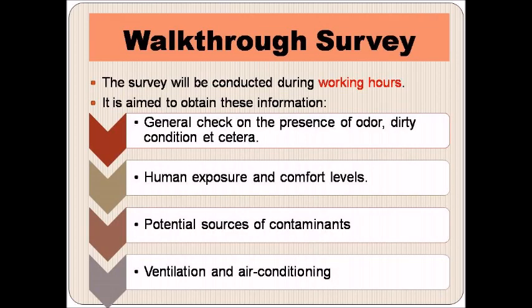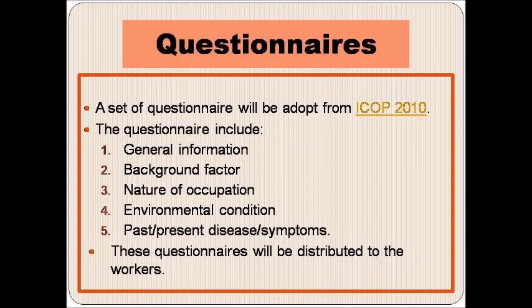First, walk-through survey. The survey will be conducted during working hours. It is aimed to obtain this information. First, a general check on the presence of odor, dirty conditions, and etc., human exposure and comfort levels, potential sources of contaminants, and last, the ventilation and air conditioning system. Second is the questionnaire. A set of questionnaires will be adopted from ICOP 2010. The questionnaire will include general information, background factors, nature of occupation, environmental condition, and past or present disease or symptoms. The questionnaire will be distributed to the workers at the selected locations.